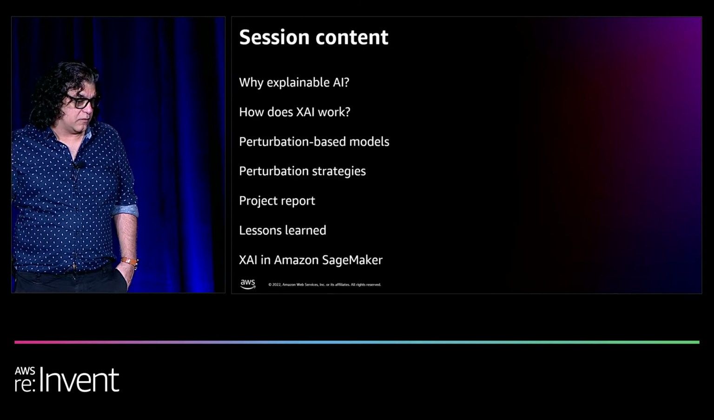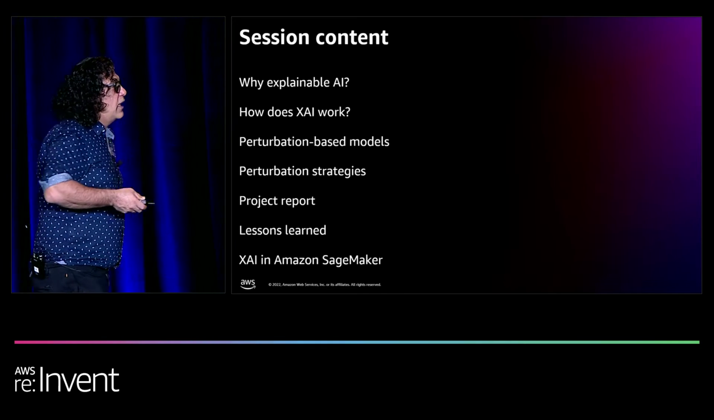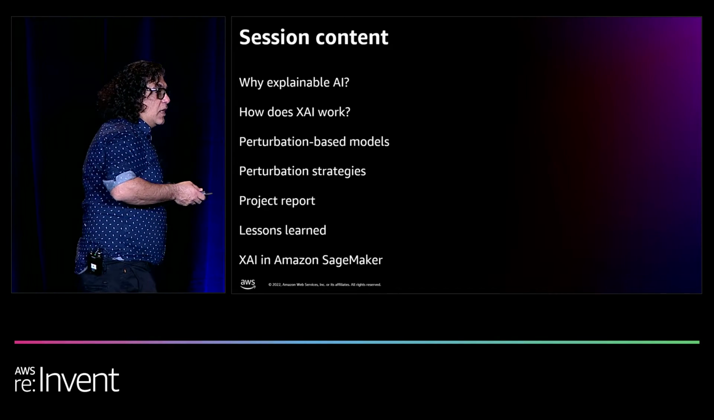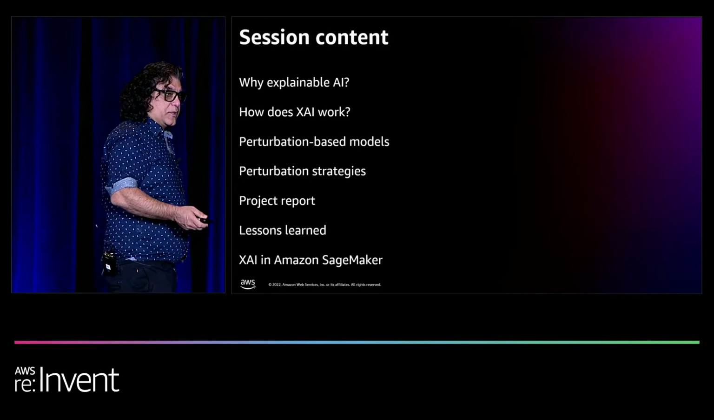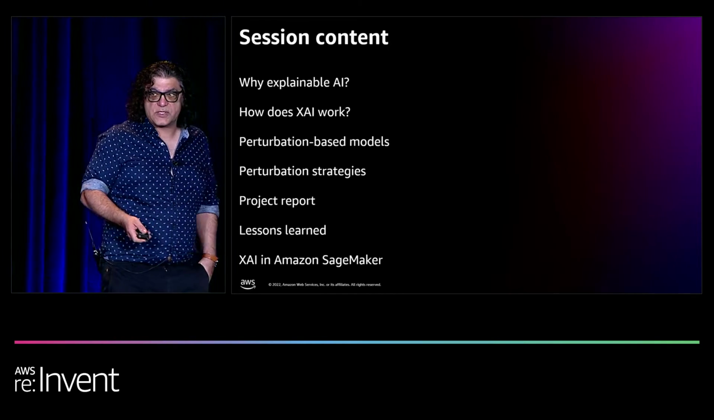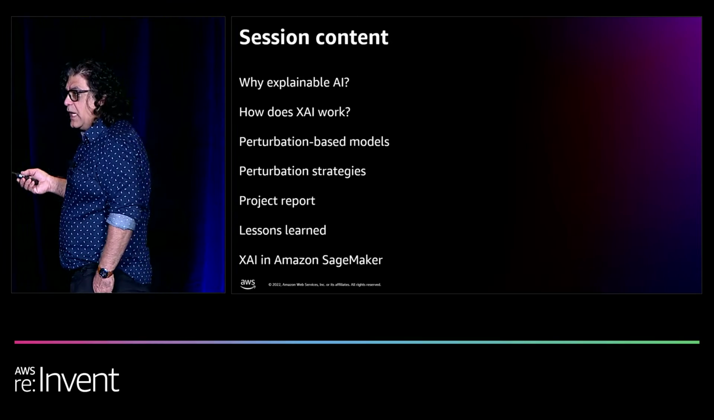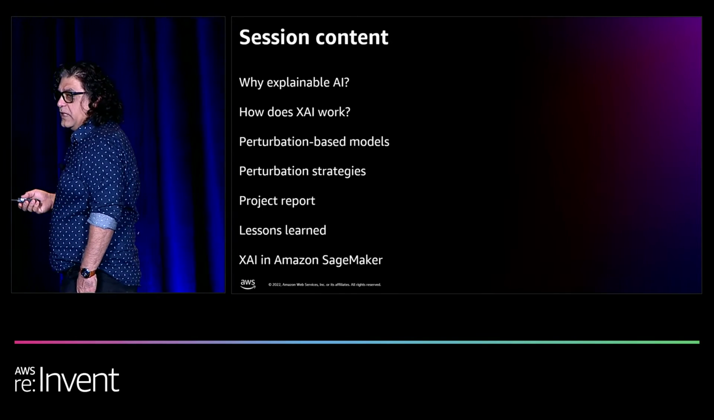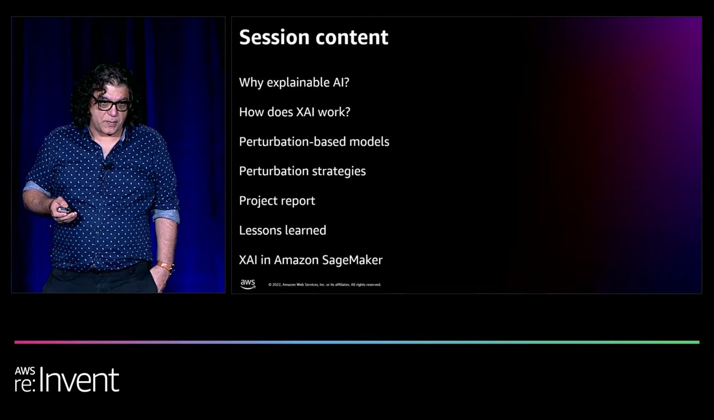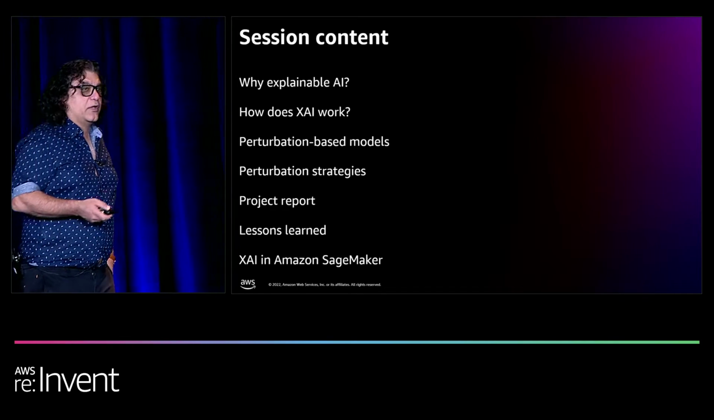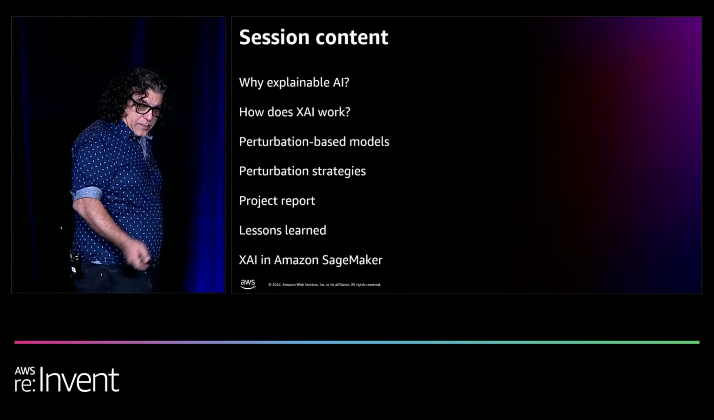Then I'm going to hand over to Susan that is going to get you through basically some general strategies for perturbation when it comes to natural language processing. And then she gives you a project report, and then I will give you an update on what Amazon SageMaker Clarify is providing you out of the box for your models for explainability.